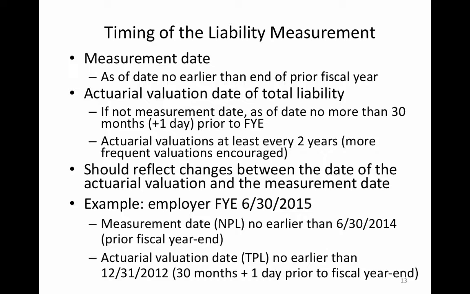The value of the assets in the plan, in the trust, have to be measured as of the same date as the measurement of the liability on that measurement date. And that value of the fiduciary net position, the assets in the plan less any liabilities that the plan has, is subtracted from the total liability, and that is the net pension liability or net OPEB liability that is reported on the face of the financial statements.